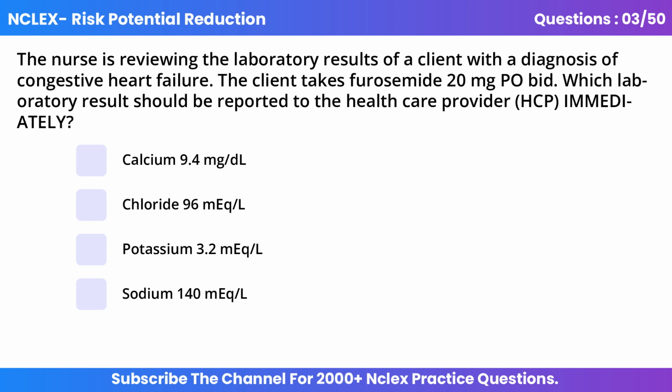Question 3. The nurse is reviewing the laboratory results of a client with a diagnosis of congestive heart failure. The client takes furosemide 20 mg PO bid. Which laboratory result should be reported to the healthcare provider, HCP, immediately? C. Potassium 3.2 mEq/L.